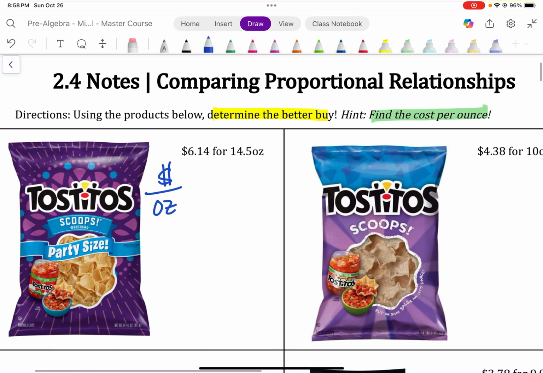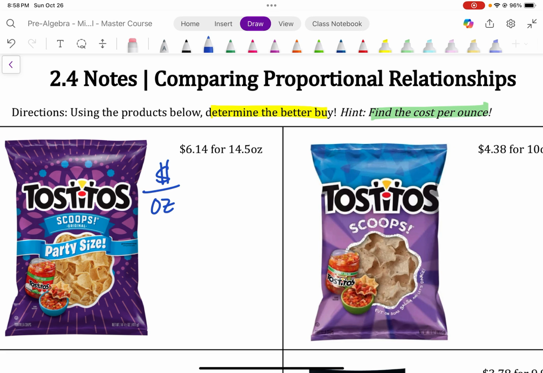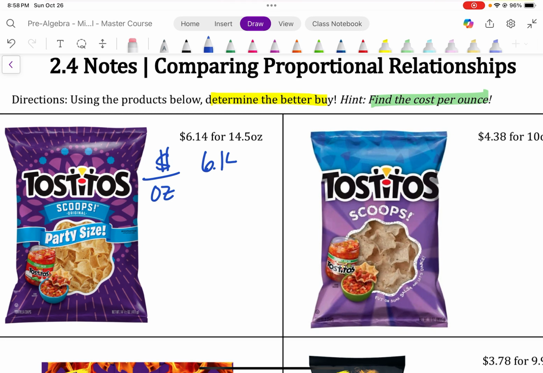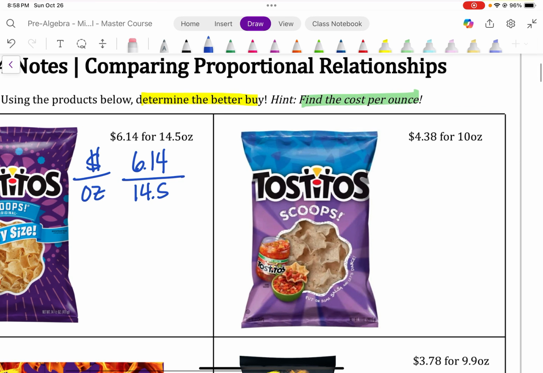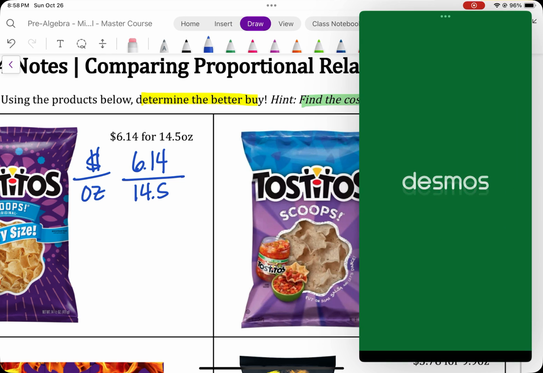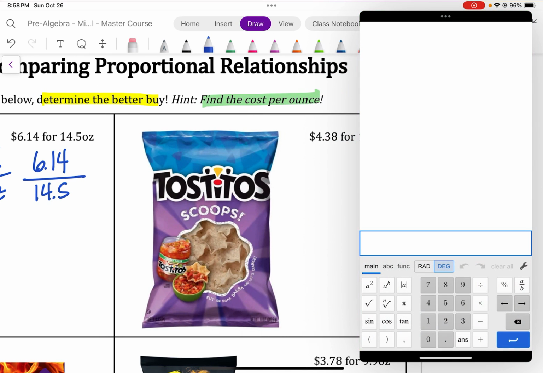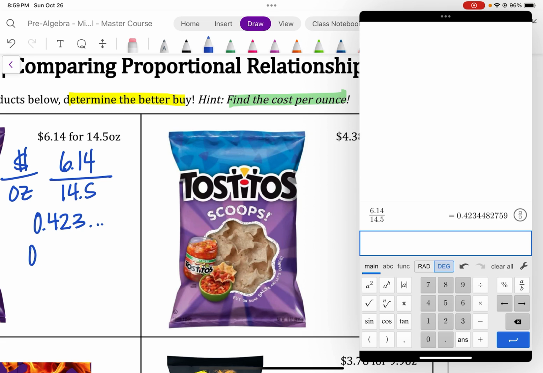And so for this first bag of Tostitos Party Chips, we're going to put $6.14 over 14.5 ounces. And of course, we want you to use a calculator for this. So 6.14 is going to be divided by 14.5. And I'm going to use that decimal 0.4234, so we'll round that to 0.42 cents per ounce.